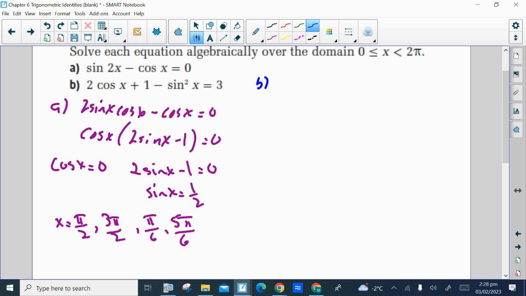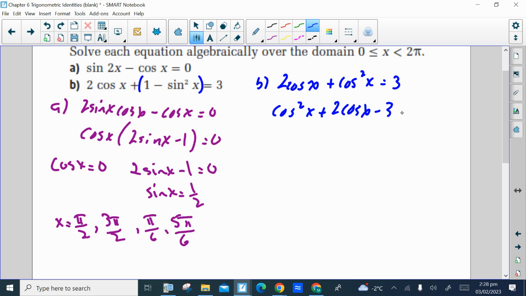Right? Question B. You've got a cosine x term there, and you've got a sine squared x. But 1 minus sine squared x from the Pythagorean identity equals cos squared x. So we would have 2 cos x plus cos squared x equals 3, or if I make it all equal to 0, which is a step we need to do before we factor, and also rearrange the terms in order of descending power, that is the quadratic that we now want to factor.